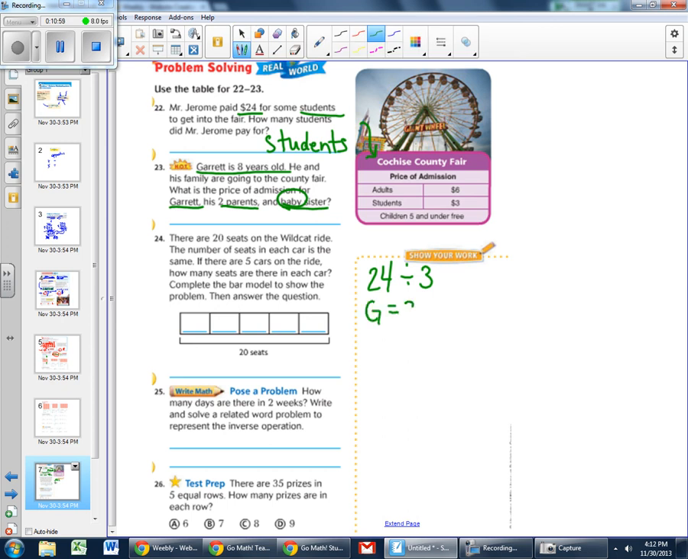So he equals $3. He's taking his 2 parents, which are adults, which are $6, and there's 2 of them. So 6 times 2. And then he's taking his baby sister, and she is free. Now it wants to know the total price. So you're going to take what Garrett cost, plus his parents' cost, plus his baby sister cost, and make sure that you label it with dollars.